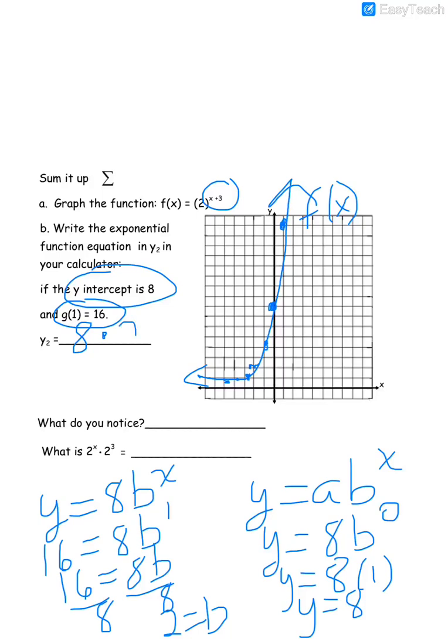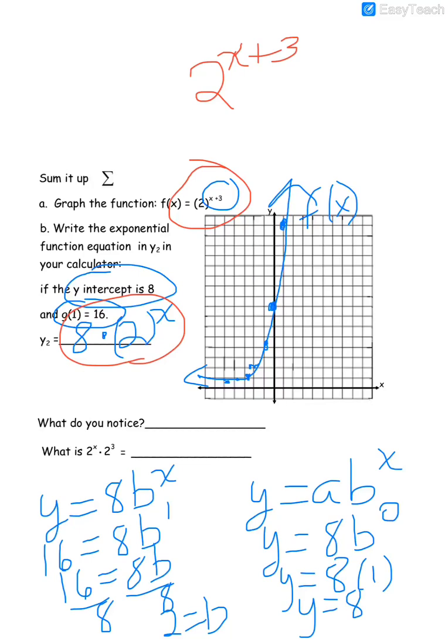So 8 times 2 to the x power. Let's talk about how this is related to what's up here. It's a little bit of a stretch, but it is the same. If you look at this, it's 2 to the x plus 3 power.